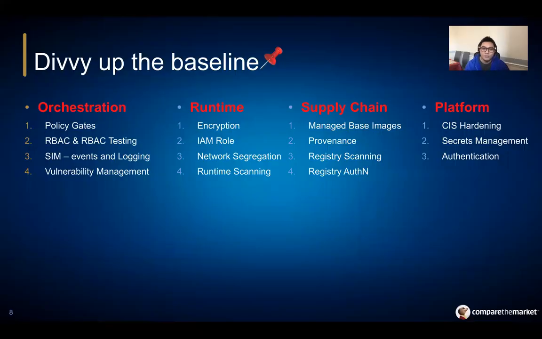Based on the layers of abstraction introduced earlier, here's how I would divide the previous slide and put them into priority order. The most important thing obviously is orchestration, Kubernetes orchestration. The ability to enforce your policy becomes really important, but we will go through all of this one by one. So orchestration, runtime, supply chain, as well as the platform itself, meaning mostly the hardening of the operating system, secrets management, and authentication.